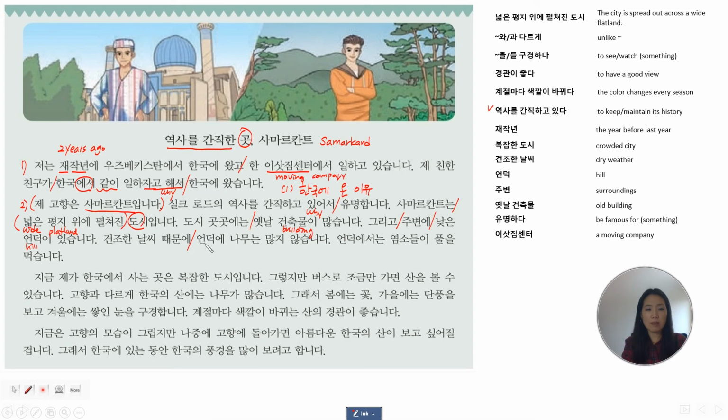건조한 날씨 때문에 언덕에 나무는 많지 않습니다. Because of the dry weather, there are not that many trees on the hill. 자, 건조한 날씨 때문에, because of the dry weather. 언덕에서는, on the hill, 염소들이 풀을 먹습니다. The goats are eating the grass. So the second paragraph, what is it about? Explain about 사마르칸트. So 사마르칸트 설명.